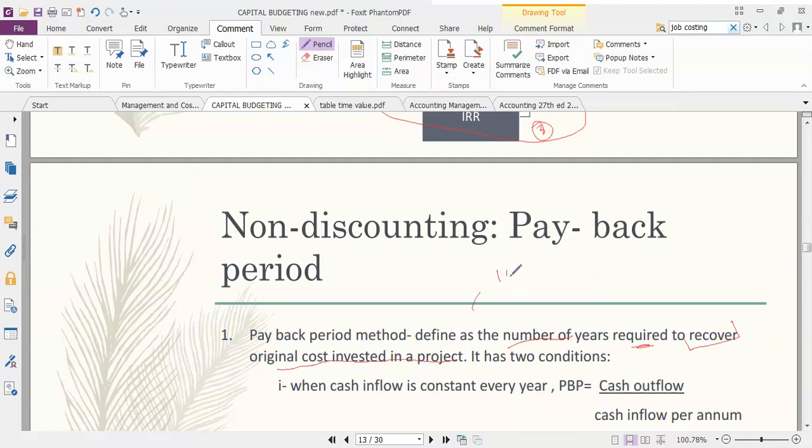For example, if the project starting, we should pay 100,000, and then throughout the years, how many years that the project is on, how many years that the company will get back 100,000 from our original cost. That is what it means by payback period. Okay, berapa tahun masa yang diambil in order for you to get back 100,000 original cost yang kita dah invest.